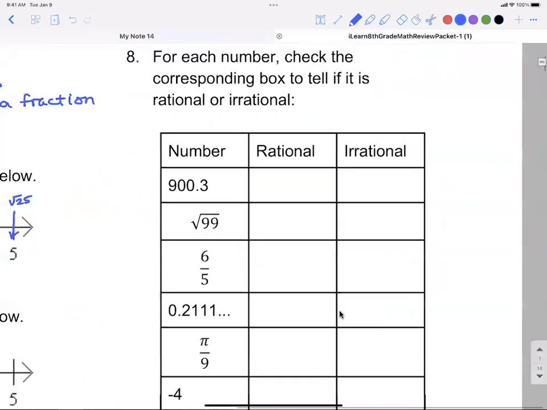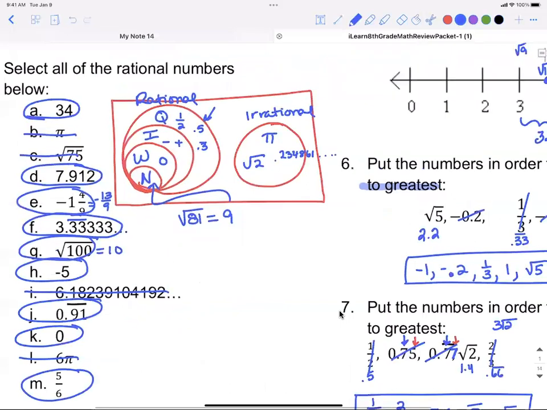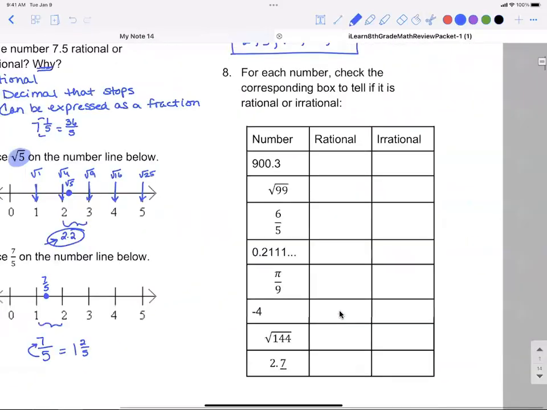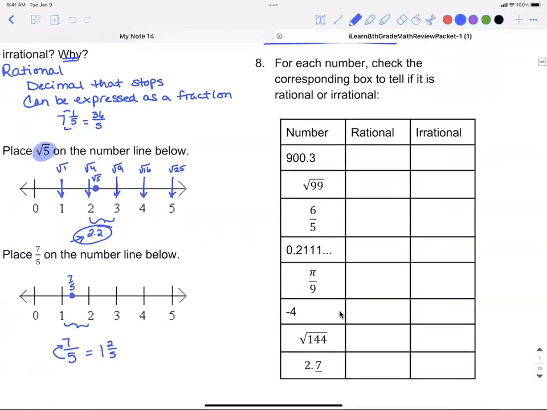Number 8 should be very simple after our little explanation in our red box here. So if we look at number 8, it says for each number, check the corresponding box to tell if it is rational or irrational. Well, 900.3 is a stopped decimal, so it is rational. Square root of 99 is not perfect, so it's irrational. 6/5, nice fraction, it's rational. 2.111... That means one's repeating, so it's rational. Pi's in it, so we're going to go irrational.